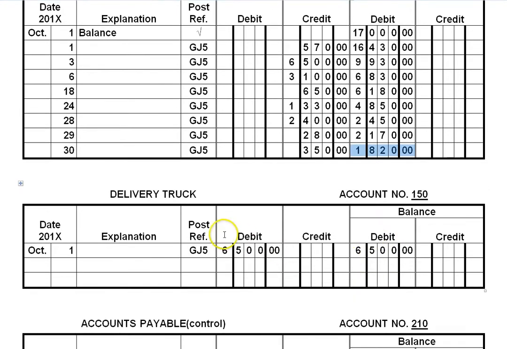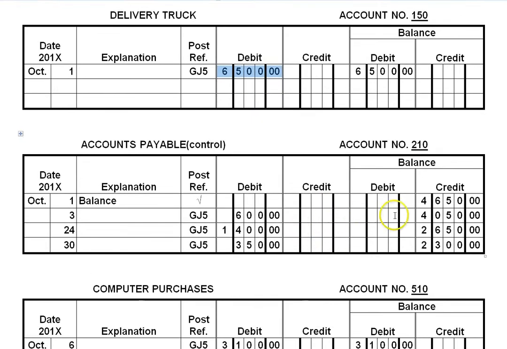That's an asset. Remember, we bought the delivery truck. That's not part of purchases. Okay, it's an asset. Account number 150. This is the accounts payable account, which shows us the activity that we performed in the transactions. All were payments. We paid $600. We paid $1,400. We paid $350, leading us to that, right?